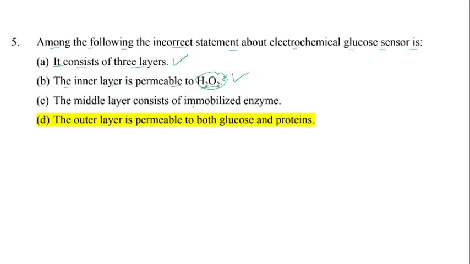The middle layer consists of immobilized enzyme. Yes, it is made of glucose oxidase, which oxidizes glucose into hydrogen peroxide and gluconic acid. So this is also correct. Finally, the outer layer is permeable to both glucose and protein. No, it is a barrier for protein. It will only allow glucose to pass. That's why this is the wrong answer.